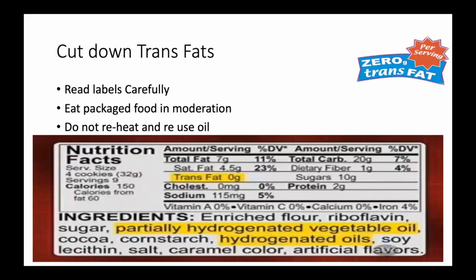And we should be very careful in seeing the labels. If you see a label that says there is no trans fatty acid, 0, but again it is writing partially hydrogenated vegetable oil. What is it? Partially hydrogenated vegetable oil is nothing else but trans fatty acid.